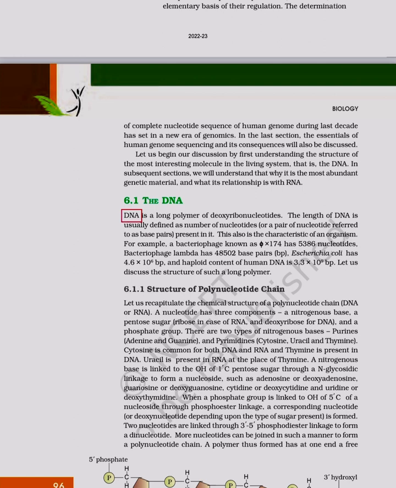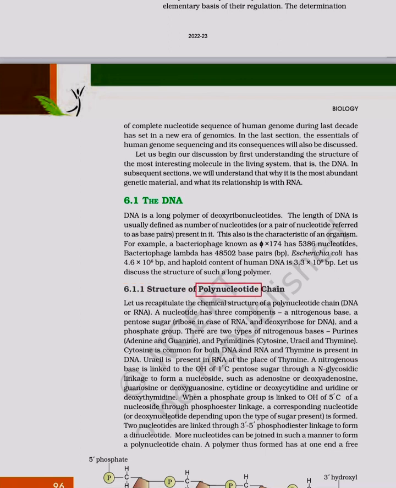6.1 The DNA. DNA is a long polymer of deoxyribonucleotides. The length of DNA is usually defined as the number of nucleotides, or a pair of nucleotides referred to as base pairs, present in it. This also is the characteristic of an organism. For example, a bacteriophage known as phi X174 has 5,386 nucleotides. Bacteriophage lambda has 48,502 base pairs. Escherichia coli has 4.6 x 10^6 base pairs, and the haploid content of human DNA is 3.3 x 10^9 base pairs. Let us discuss the structure of such a long polymer.